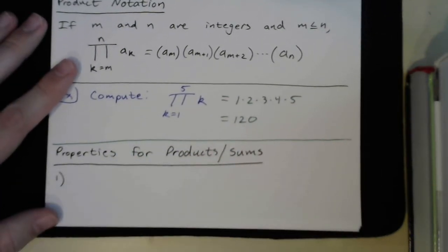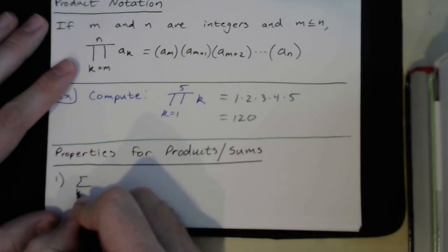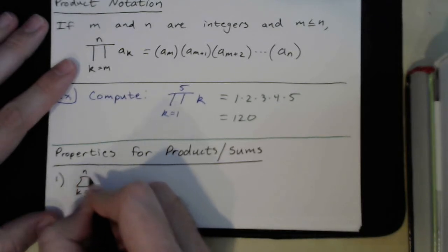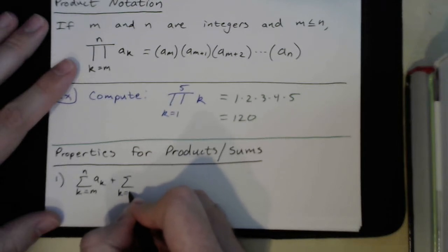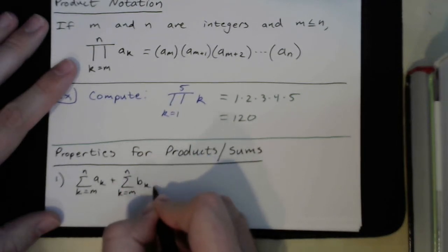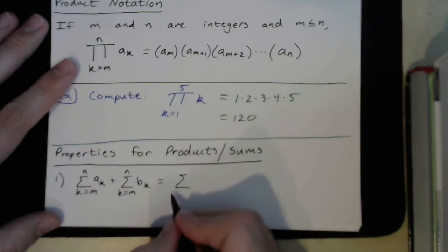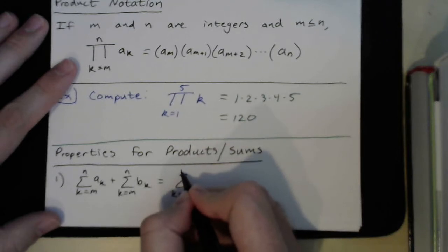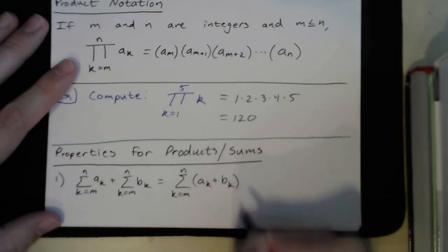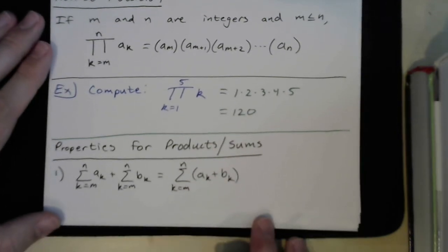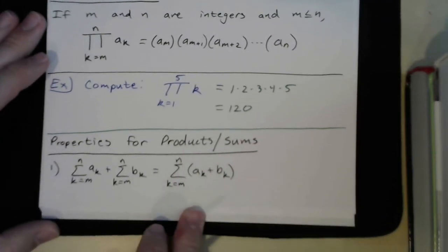At least all of the summation properties we should have seen before. So the first one is the sum from k equals m to n of a sub k plus the sum from k equals m to n of b sub k. Since they both have the same starting index and the same ending index, we can combine this from k equals m to n as one summation of a sub k plus b sub k. One big addition problem plus another big addition problem is the same thing as one slightly larger addition problem.